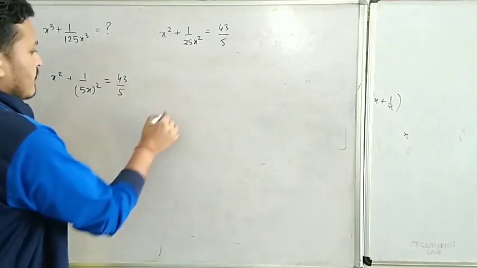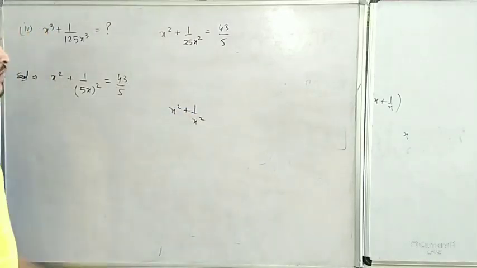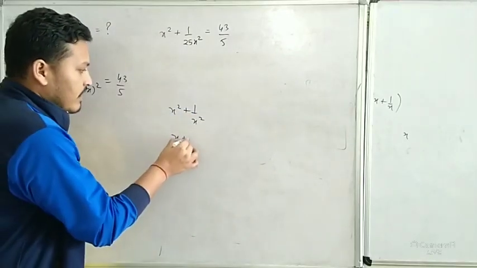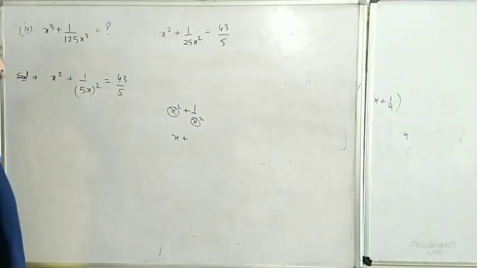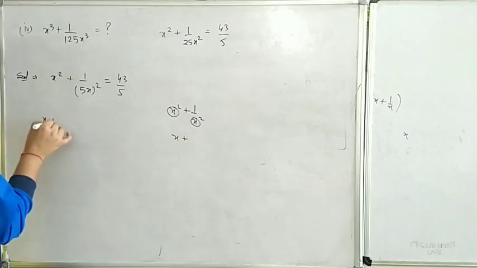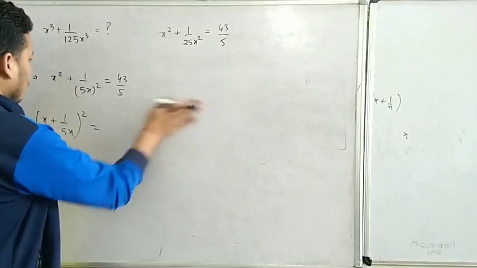In the last part we were given x square plus 1 by x square. So we had taken this as a and this as b, but this time a is x and b is 5x. So x plus 1 by 5x, and its whole square. What is the whole square?